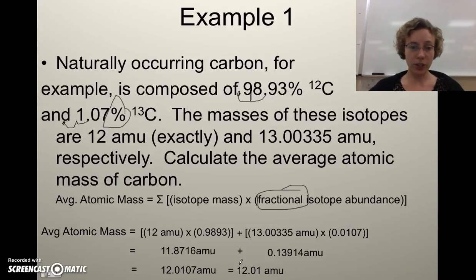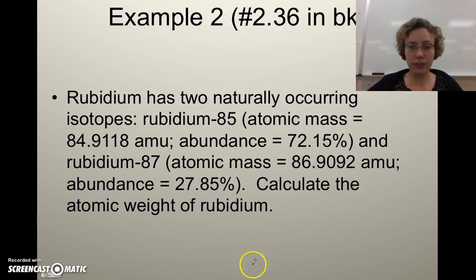Cool. So there's the equation, and then there's an example. For this next one, I would like you to solve this on your own. Go ahead and calculate this using that same equation. Rubidium has 2 naturally occurring isotopes: rubidium-85, which has the atomic mass of this and an abundance of 72%. We've also got a second isotope of rubidium, which is rubidium-87, with an atomic mass of this value in AMUs and the abundance of this value. So calculate the atomic weight of rubidium.